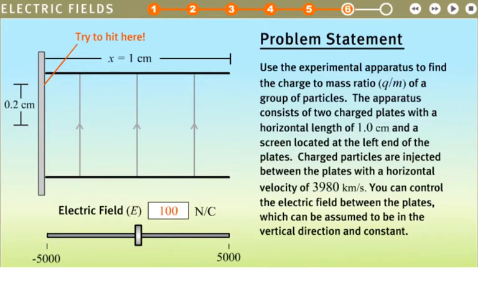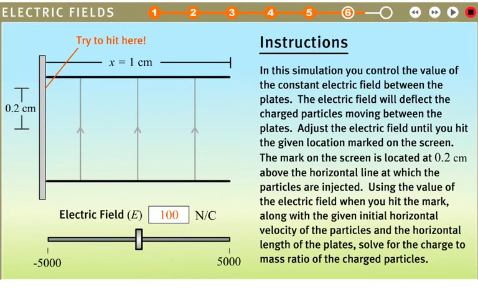You can control the electric field between the plates, which can be assumed to be in the vertical direction and constant. In this simulation, you control the value of the constant electric field between the plates. The electric field will deflect the charged particles moving between the plates. Adjust the electric field until you hit the given location marked on the screen. The mark on the screen is located at 0.2 centimeters above the horizontal line at which the particles are injected.